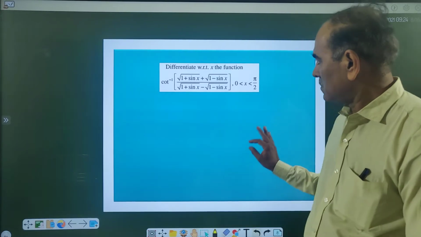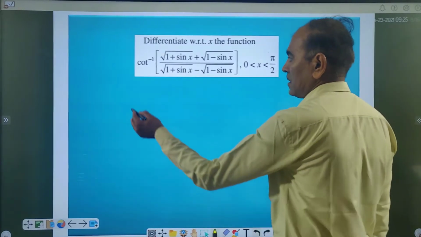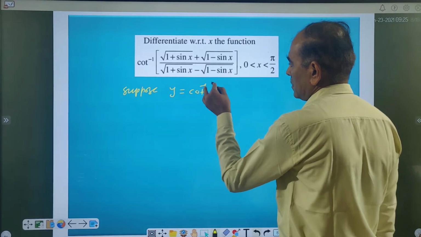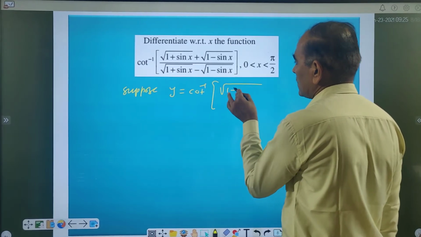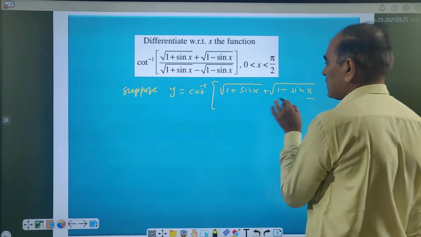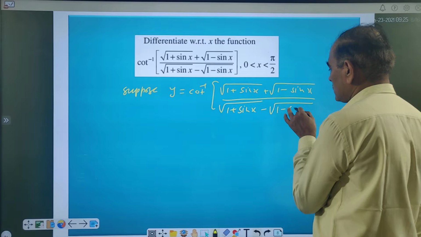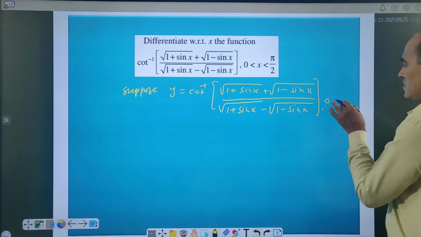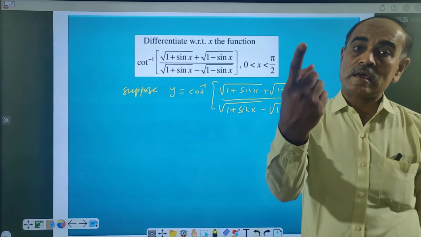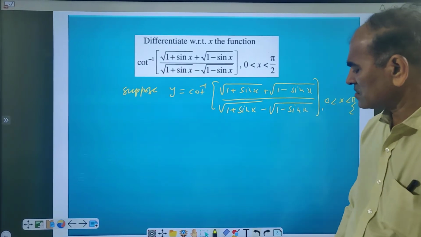See, differentiate this function with respect to x. Call it y. Suppose y is equal to cot inverse of under root 1 plus sin x plus under root 1 minus sin x over under root 1 plus sin x minus under root 1 minus sin x, where x is in the interval 0 to pi by 2, as in the second chapter, inverse trigonometry form. Here I would like to see it slightly differently.